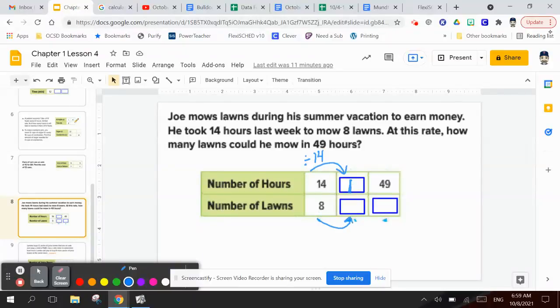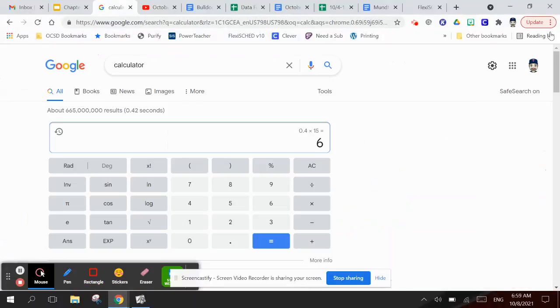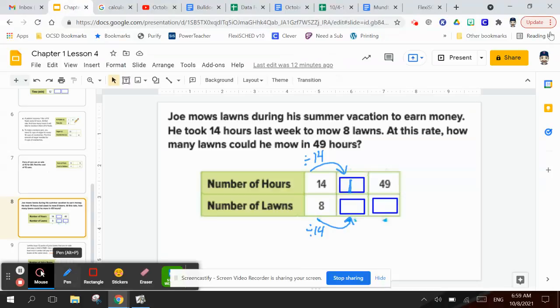So I do the same thing here. I take 8 and divide that by 14. Let me go back to my calculator. I take 8 divided by 14 and I get 0.57142857142, so it's a repeating decimal. But I'm going to leave that there because I know. So I'm going to go back and put 0.57. So that's how long it takes. It's a little over half of an hour.